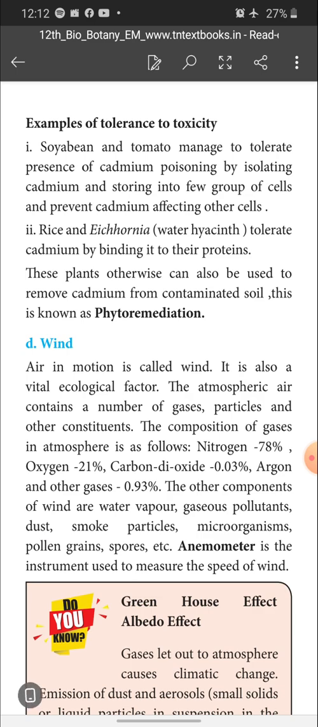Next, rice and Eichhornia. Water hyacinth is the common name of Eichhornia. It is an alien species, that is, it was introduced from other countries to our nation. Eichhornia and rice can tolerate cadmium by binding it to their proteins, and these plants can also be used to remove cadmium from contaminated soil. This is known as phytoremediation.